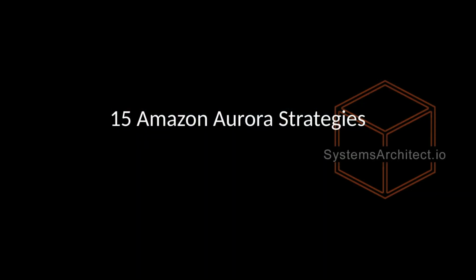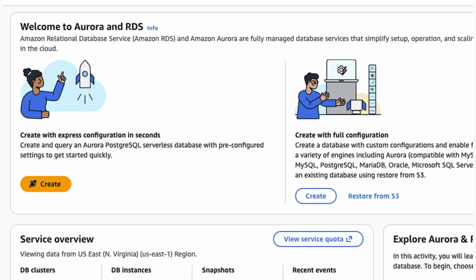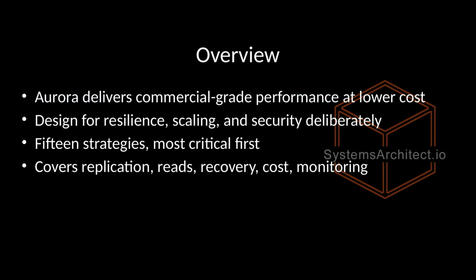Hi, today we're doing an overview of 15 Amazon Aurora strategies. Amazon Aurora gives you the performance and availability of a commercial database at a fraction of the cost, but only if you configure it deliberately. Teams that get the most from Aurora treat replication, failover, scaling, and security as deliberate design decisions rather than afterthoughts.